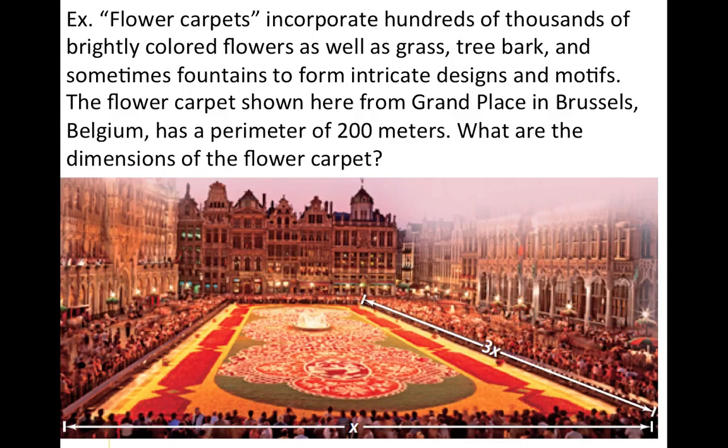Okay, so if you notice along the bottom here, it is x and 3x. And we know that the perimeter is 200 meters. So hopefully you remember perimeter means you add up all your sides. So if we need to write our algebraic expression, we know our perimeter is 200, and we've got to add up all of our sides.